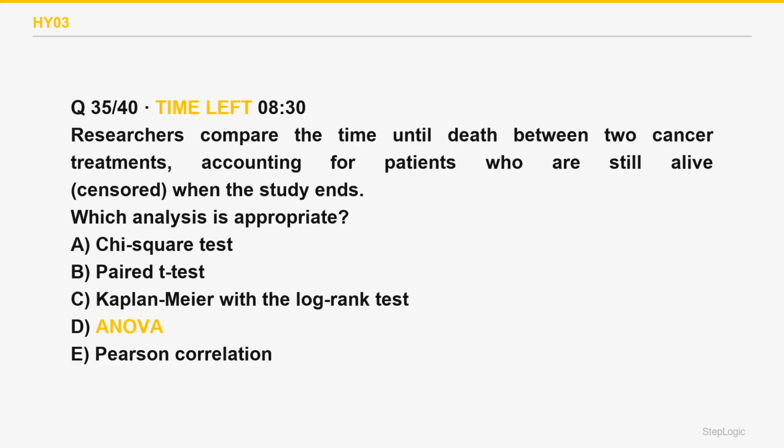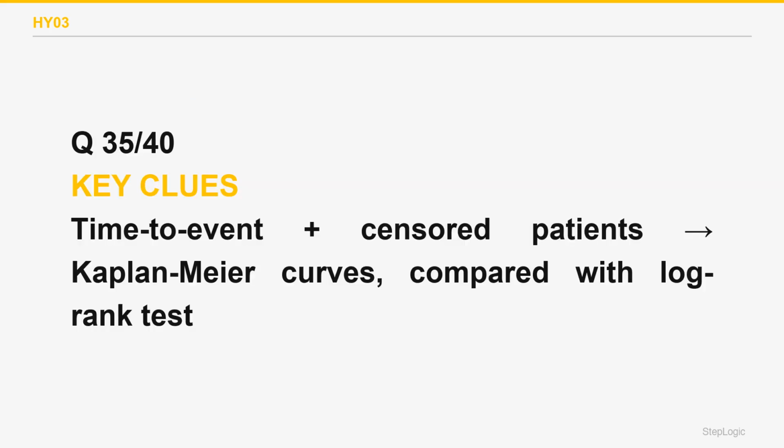Which analysis is appropriate? Researchers compare the time until death between two cancer treatments, accounting for patients who are still alive, censored when the study ends. Read the command. The analysis for time to event with censoring. Survival data needs survival methods. Time to event data with censoring.